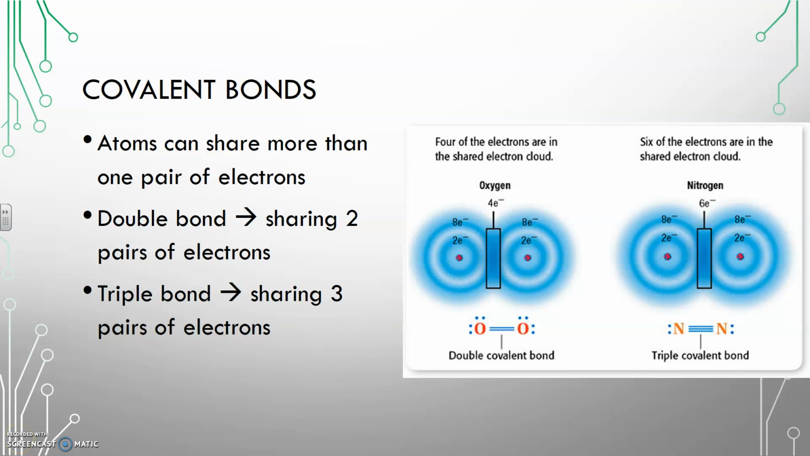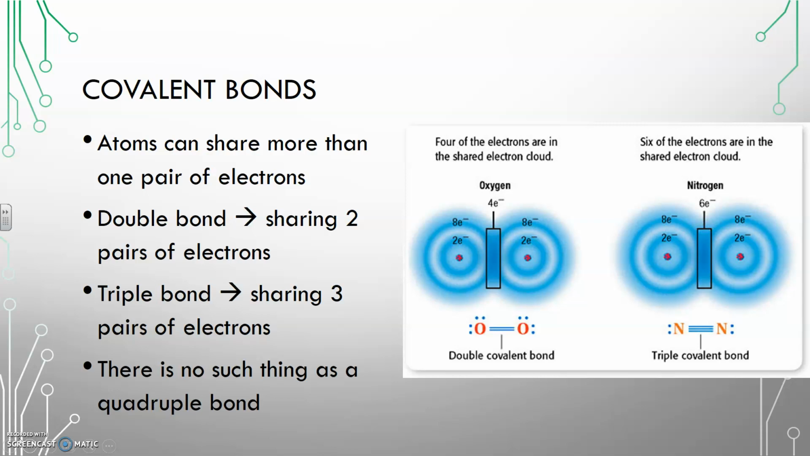Triple covalent, you just do 3 lines between the 2 atoms, okay? So here you can see that the oxygens are actually sharing 4 electrons total, so 2 pairs, making it a double covalent bond. And then the nitrogens are actually sharing 6 electrons, okay, which makes it a triple covalent bond. There is actually no such thing as a quadruple bond, all right?